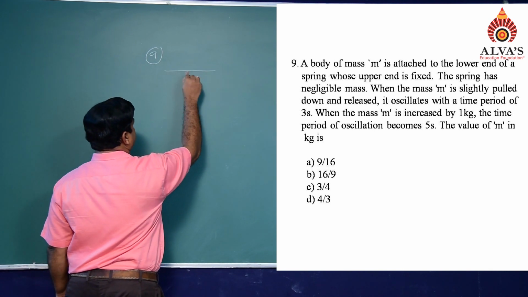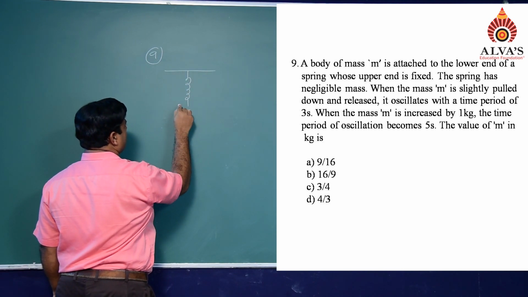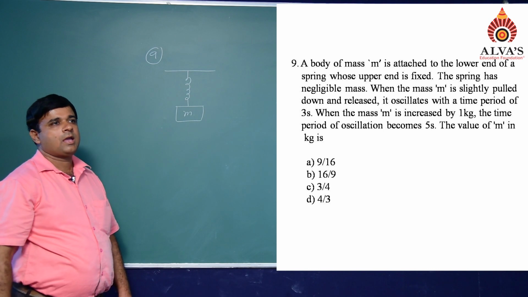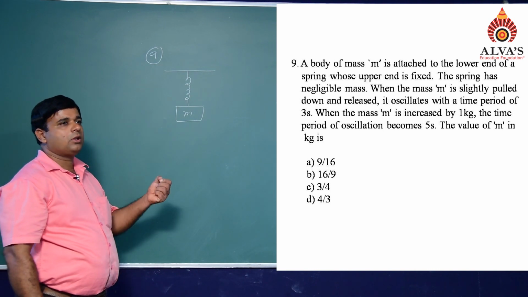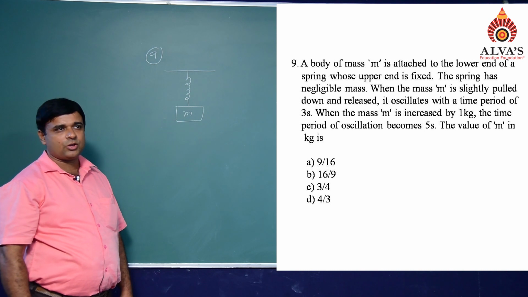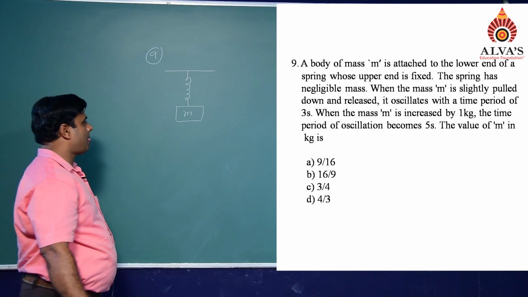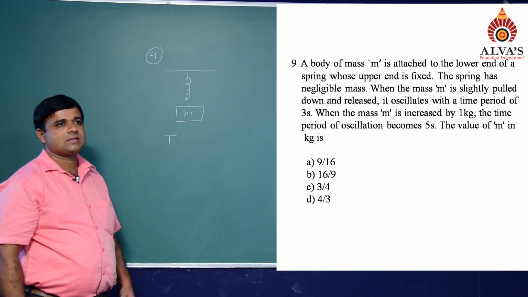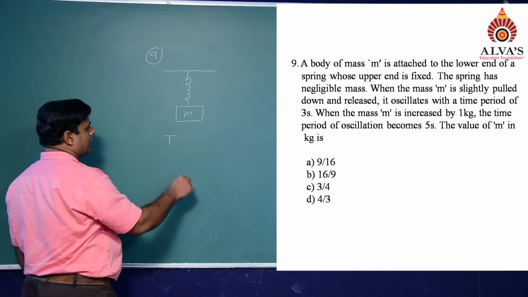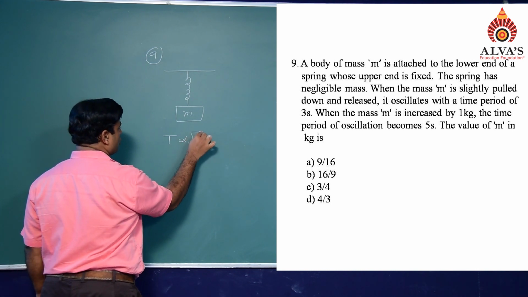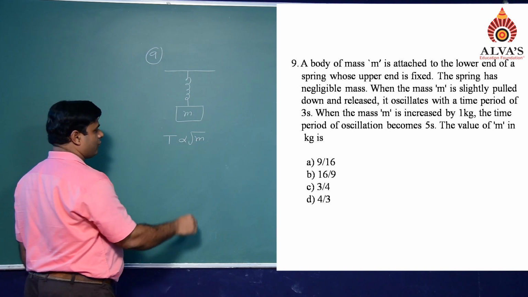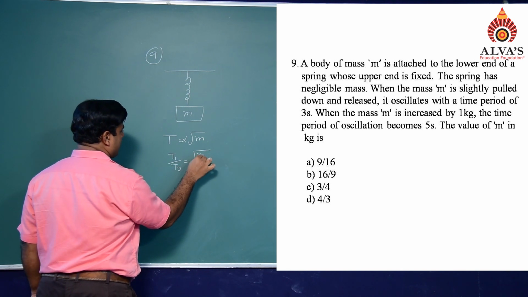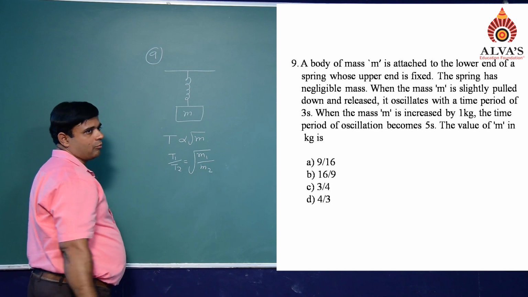What is the value of m in kilogram? There is a spring, one end is fixed, to the other end mass m is attached. M is slightly pulled down and released. It executes simple harmonic motion where T is the period which is given. As the mass changes, period also changes here. The two are related by T proportional to root of m. Therefore, T1 divided by T2 is root of M1 divided by M2.